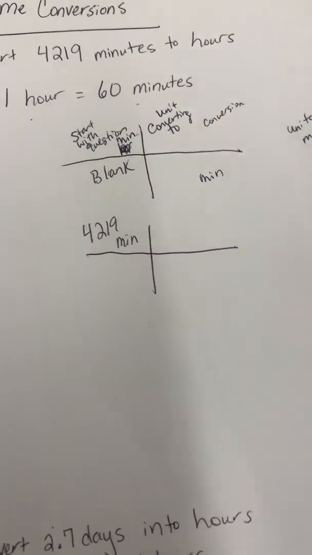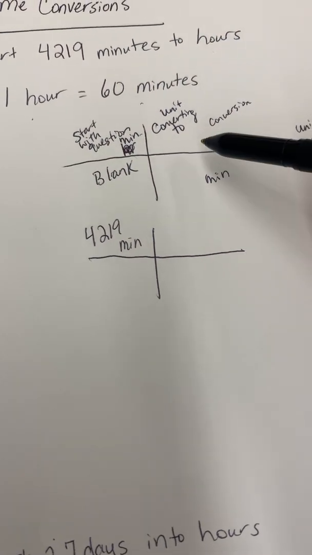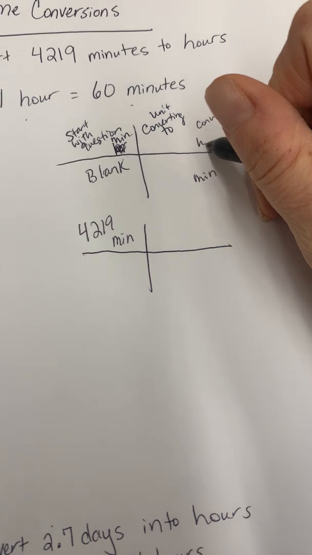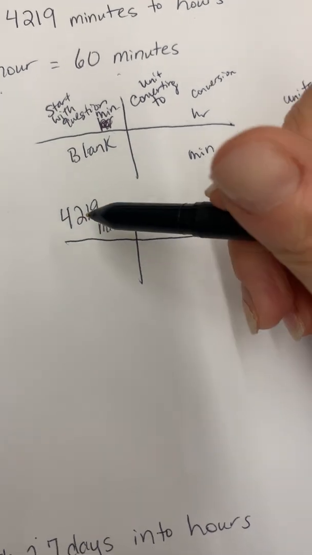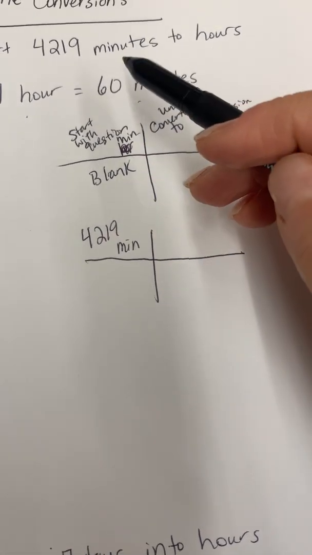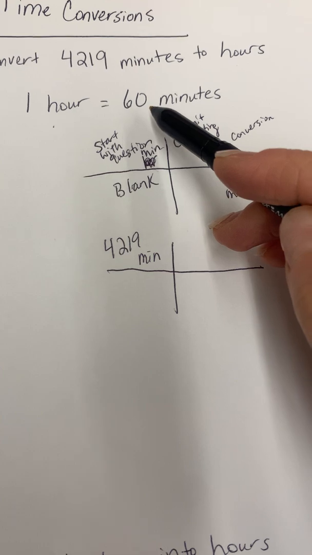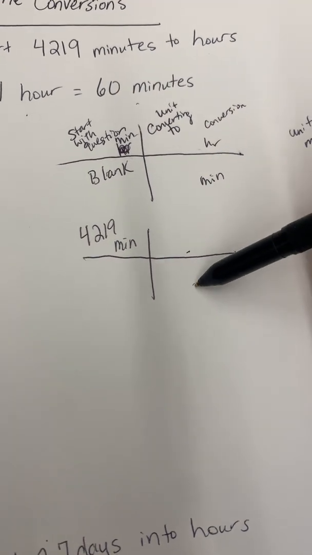The unit we are converting to. So we want to convert to hours. Hours would have to be right here, okay? It seems kind of complicated. After you do a few, they're pretty easy, which is typical of our class. So 4219 minutes is what I gave you, and then we want to put 1 hour and 60 minutes on the top and bottom here.